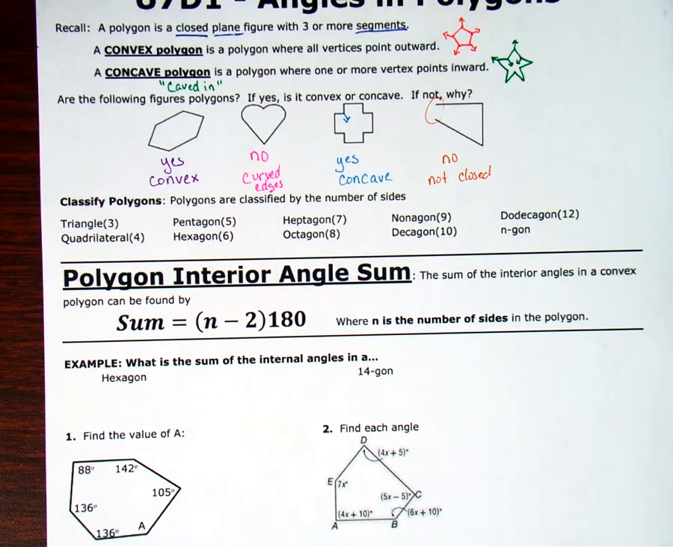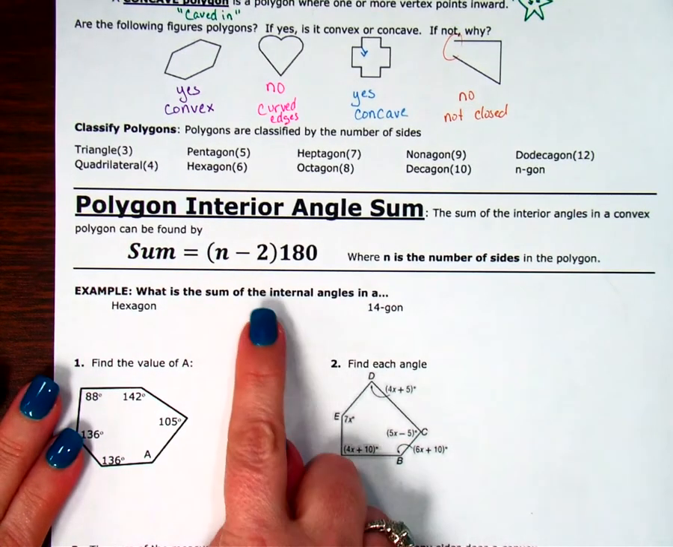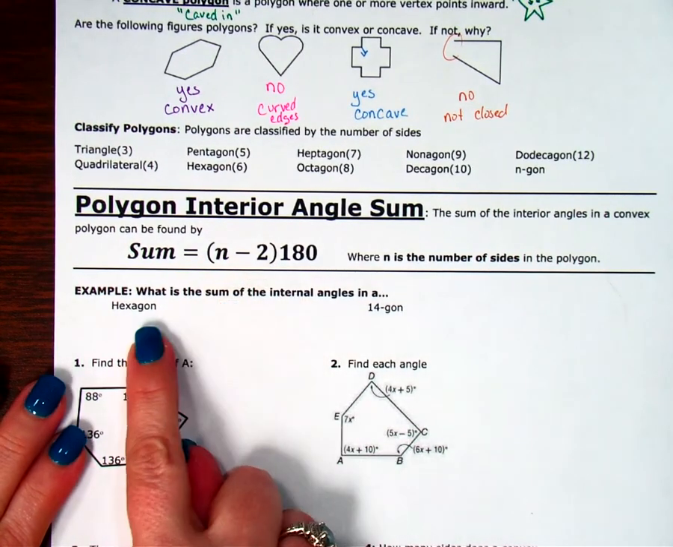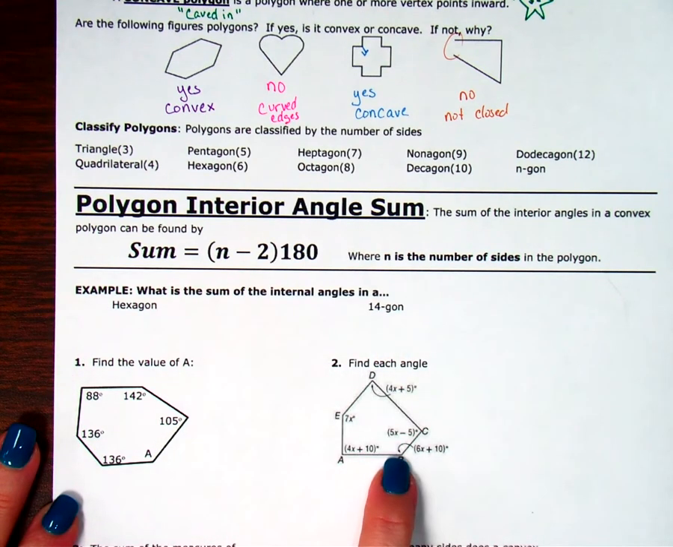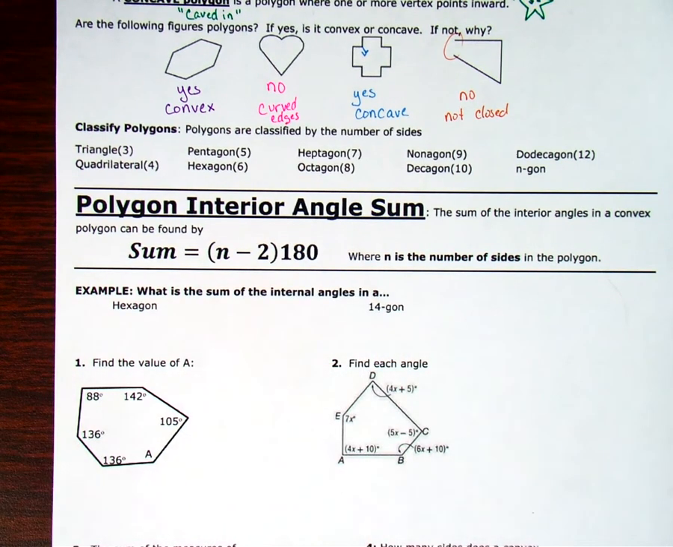Okay, so in the next video we're going to come back and apply this formula to a hexagon, a 14-gon, and also to these problems down here. All right, so come on back to see how we're going to apply the interior angle sum theorem.